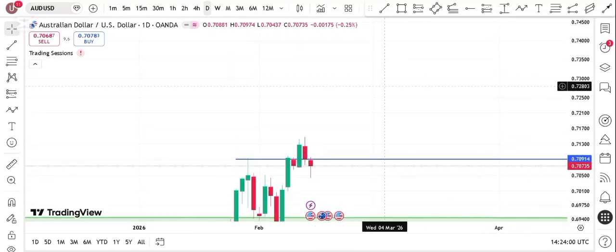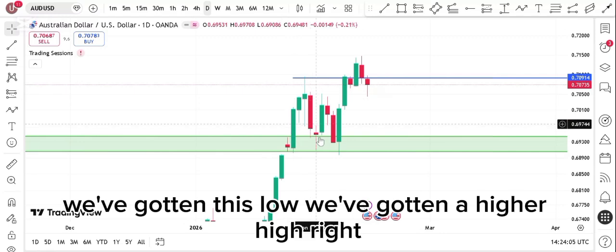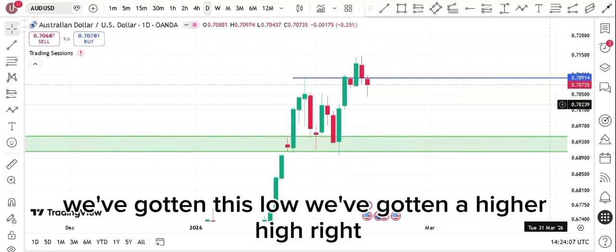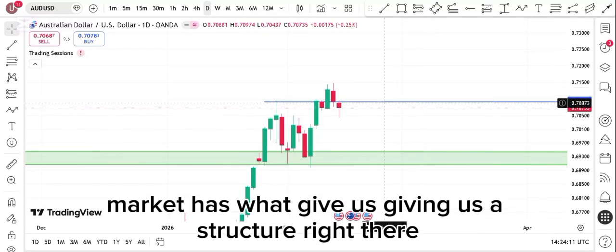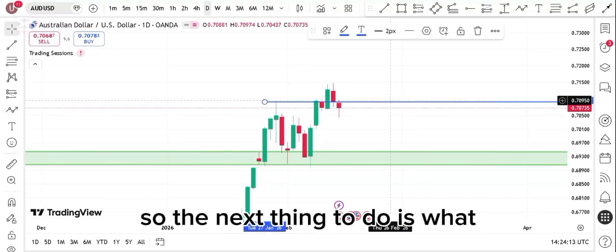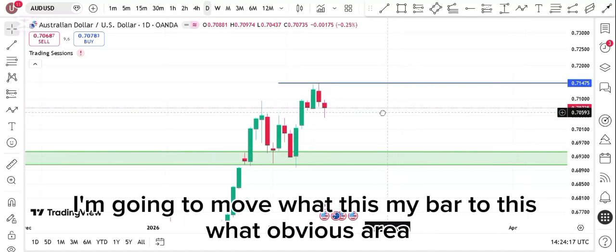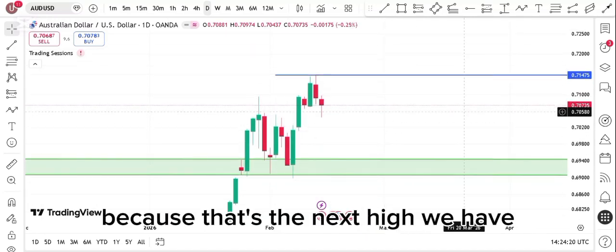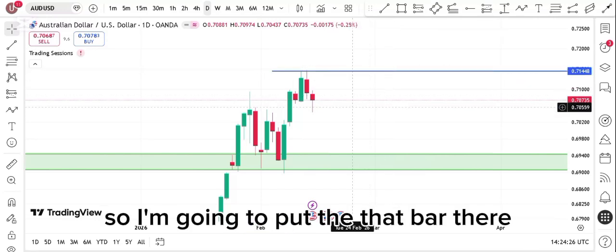Now, we've seen that on the daily we've gotten this high, this low, and a higher high. The market has given us a structure right there. So the next thing to do is I'm going to move my bar to this obvious area, because that's the recent high we have right there. So I'm going to put that bar there.